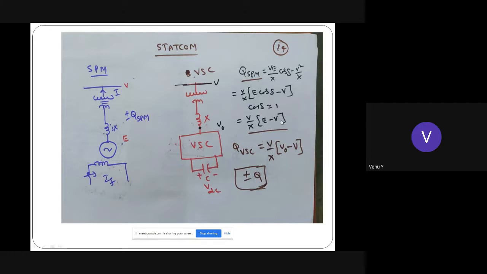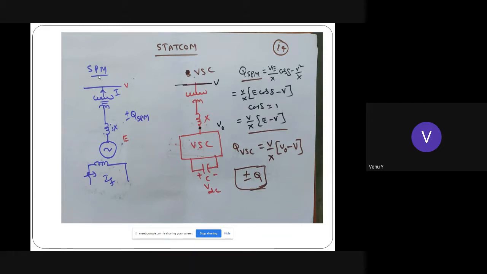When E is more than V, in overexcited mode, it acts as a capacitor, and when E is less than V, in underexcited mode, it operates as an inductor. So thereby it will supply both leading as well as lagging reactive power to the system, and hence the SPM is more suitable. But of course it has so many drawbacks.